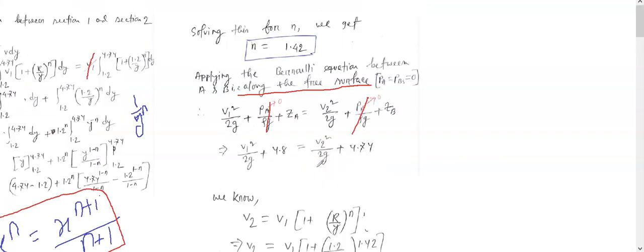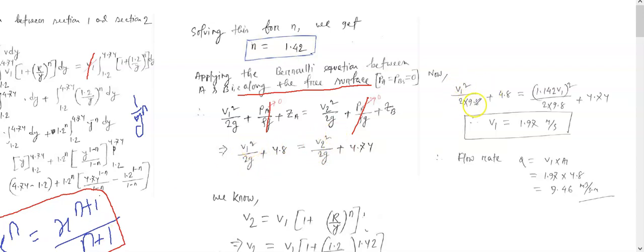Now that we know v2, and we know the gravity, if we substitute all of those values here, then we will get v1. See what I did: this is the gravity, and it is 2g, so 2 into 9.8. We substituted this v2 and the other values, and we got the velocity for section A. Then we need to calculate the flow rate, which means we need to multiply the velocity and the area. So that's the flow rate.